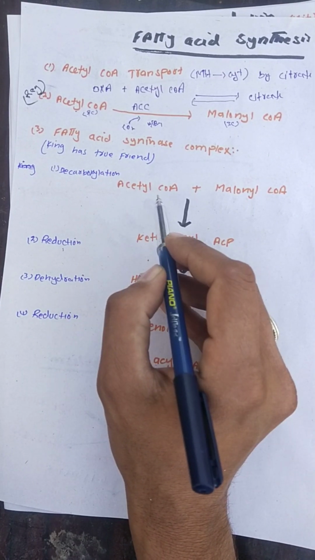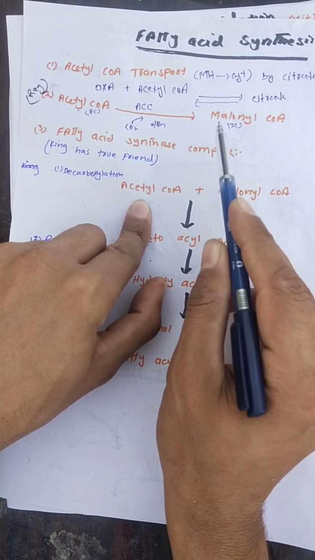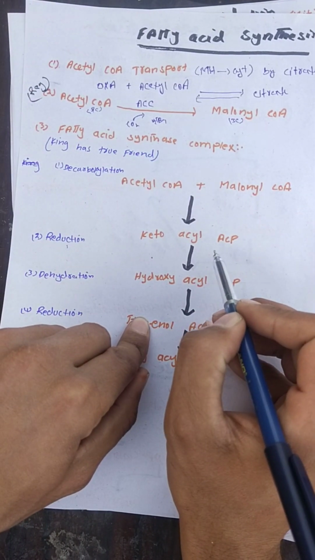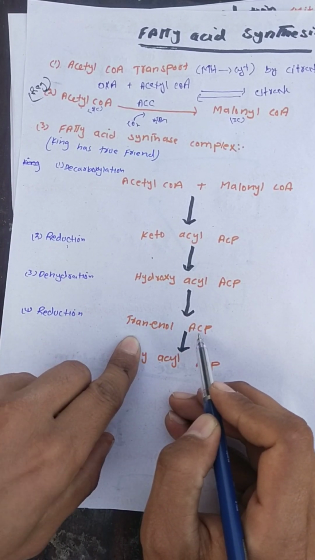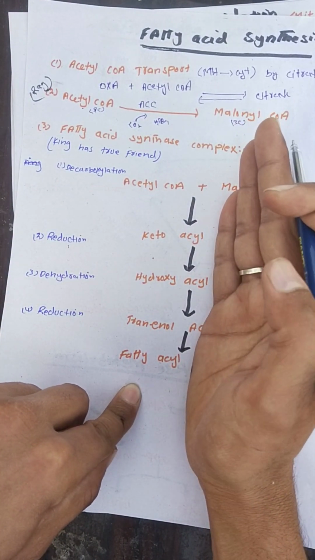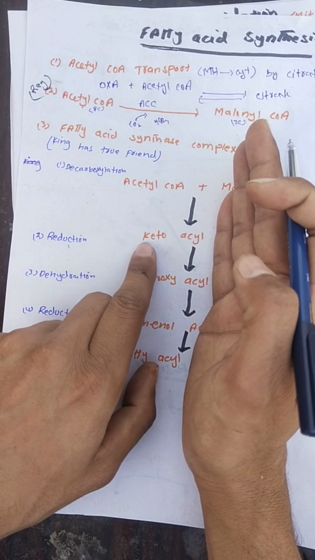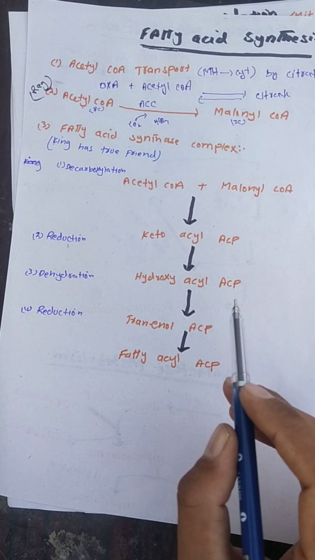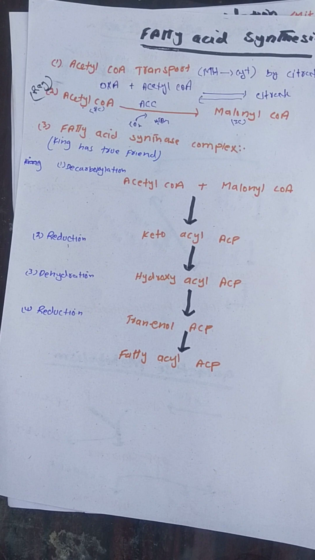So the first reaction is acetyl CoA and malonyl CoA. We have acetyl CoA, which is transported, and we also get malonyl CoA from acetyl CoA. When we get these two, we combine them to form ketoacyl, which is then further converted into hydroxyacyl, and then converted into transenoyl ACP. Why am I using ACP? Because this is a carrier protein on which these reactions are done. The intermediates formed are ketoacyl, hydroxyacyl, transenoyl, and fatty acyl. ACP means acyl carrier protein.